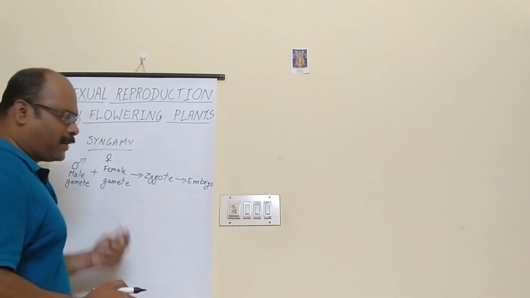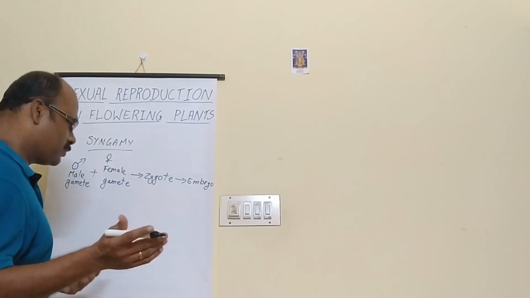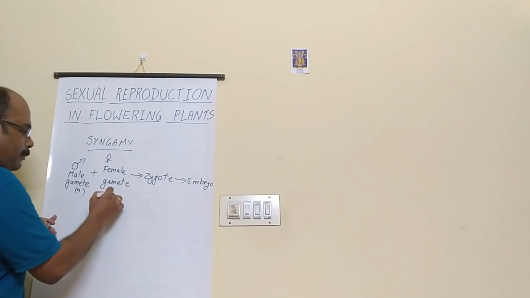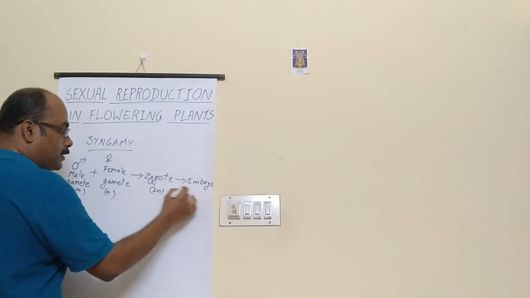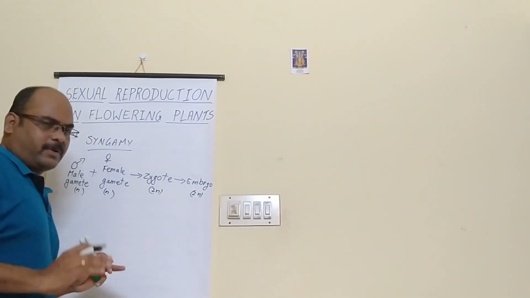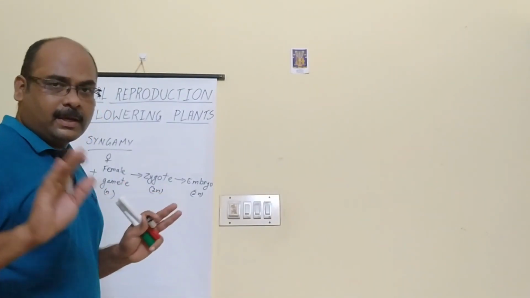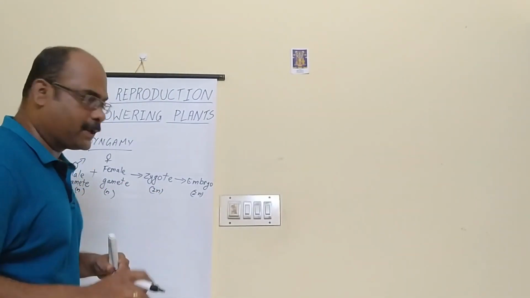Then you can write the ploidy also, but for 10th standard it is not required. This is haploid, haploid, this will be diploid, and this also will be diploid. If you don't understand haploid and diploid, don't worry, we will study it in the heredity and evolution chapter.